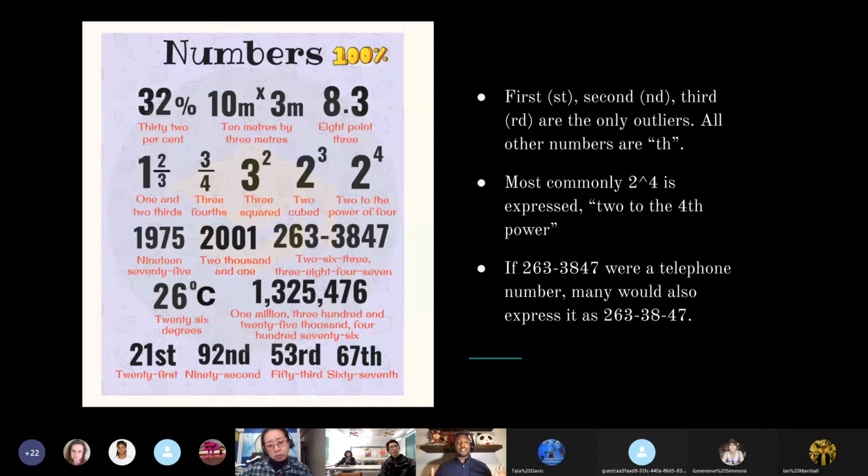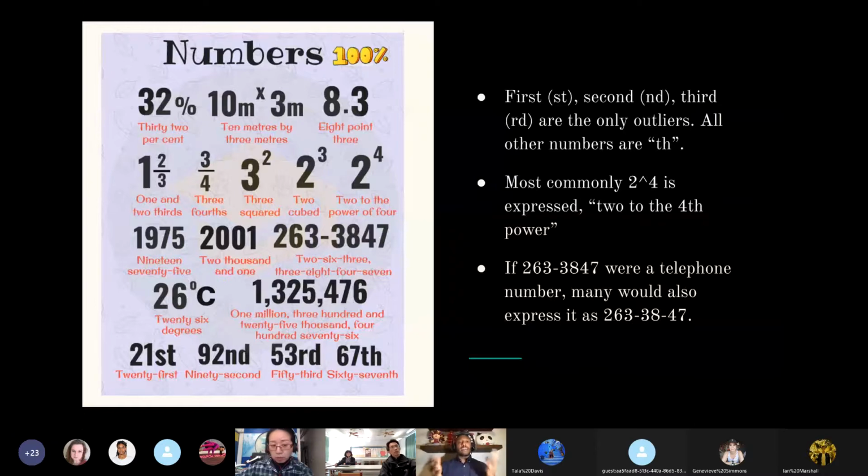In expressing fractions, we would use 1 and 2/3. So you always say the whole number and then you add the fraction. 1 and 2/3. Secondly, we have 3/4. That's just a regular fraction, 3/4.